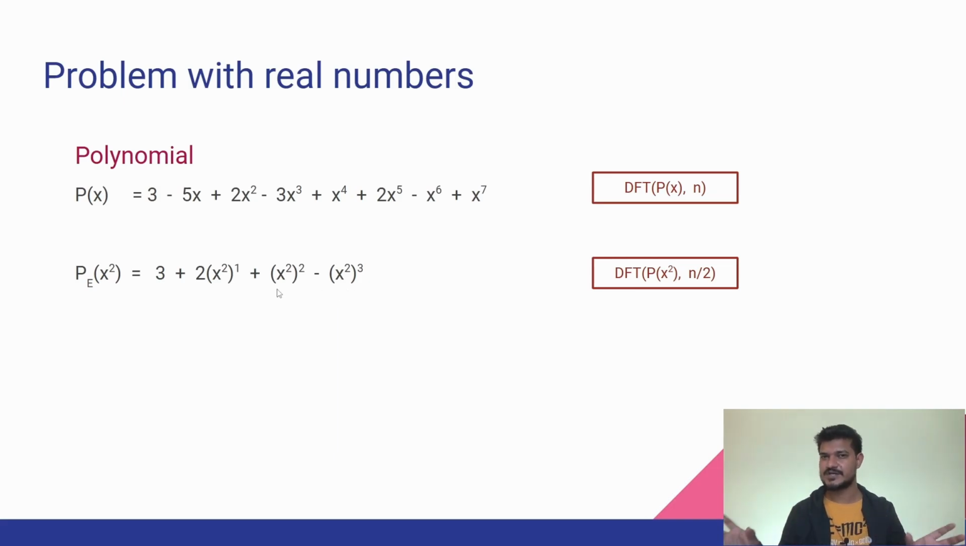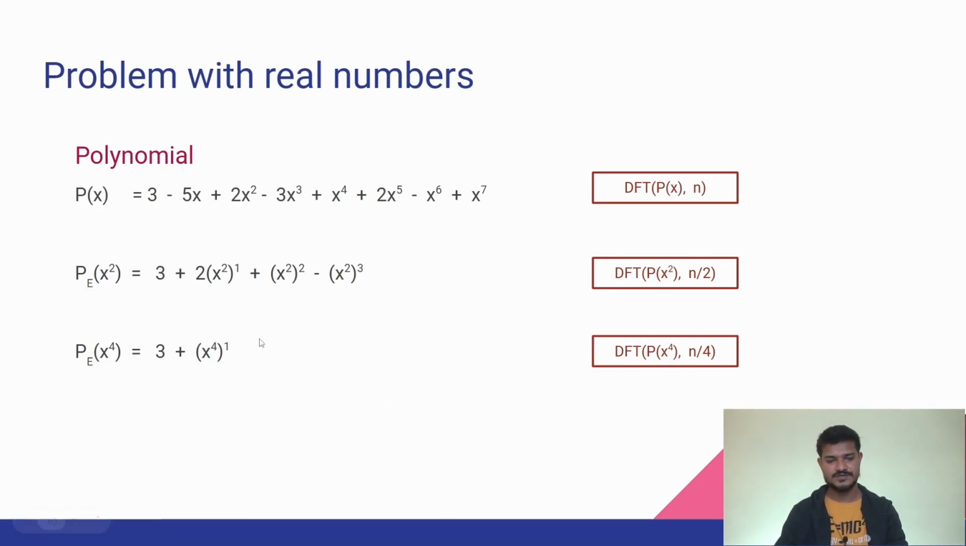Again, this will be divided into different polynomials, and again PE of this would look something like this. Again, take the even degree terms. So 3 plus x raised to power 4. So we'll make a DFT call to p of x raised to power 4, which basically represents this polynomial. Each time when you are sending the polynomial, its degree will be the square of the previous one. So basically this is polynomial of x, this is polynomial of x square, this is polynomial of x raised to power 4, so on and so forth, right?